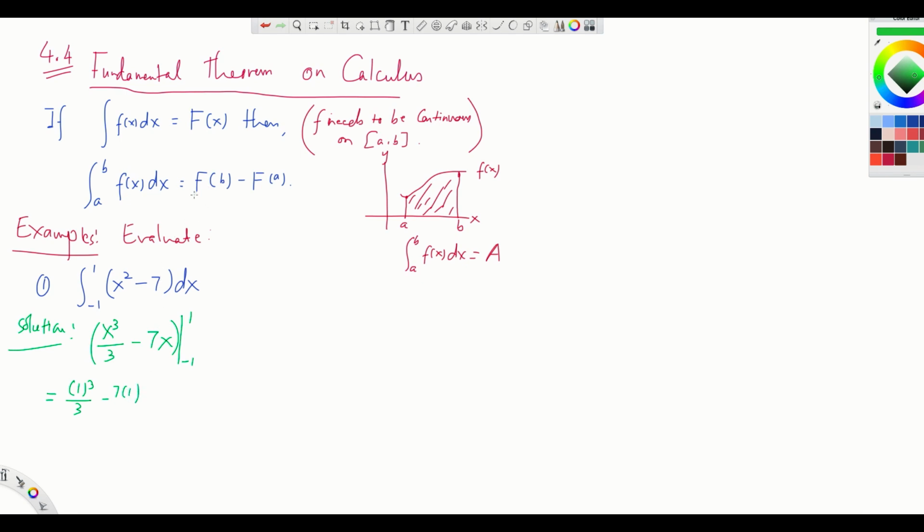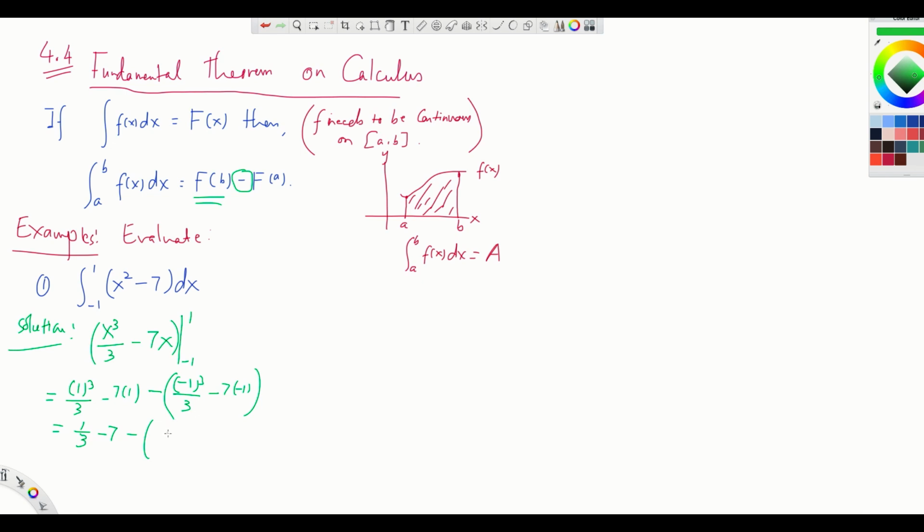I did F of b, that is b is 1. A is -1. So minus, and then I replace x by -1: -1 cubed over 3 minus 7 times -1, and then close the parenthesis. Why do I need parenthesis here? It is because there is a minus sign. You see that? Because of that sign, you need the parenthesis here. Okay. So 1 cubed is 1, over 3 minus 7, minus.